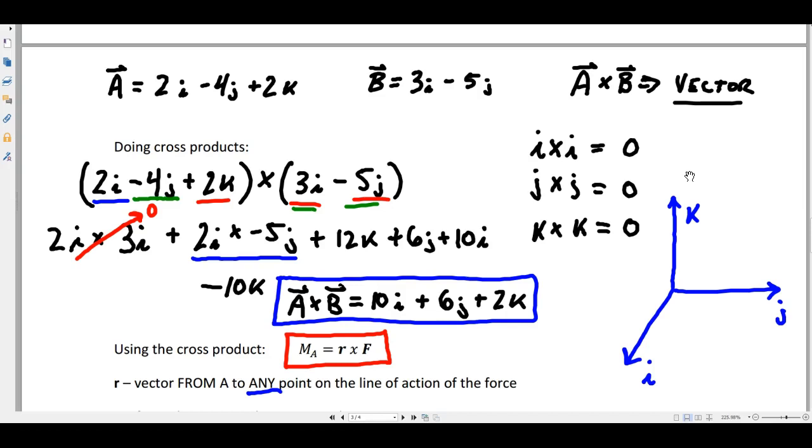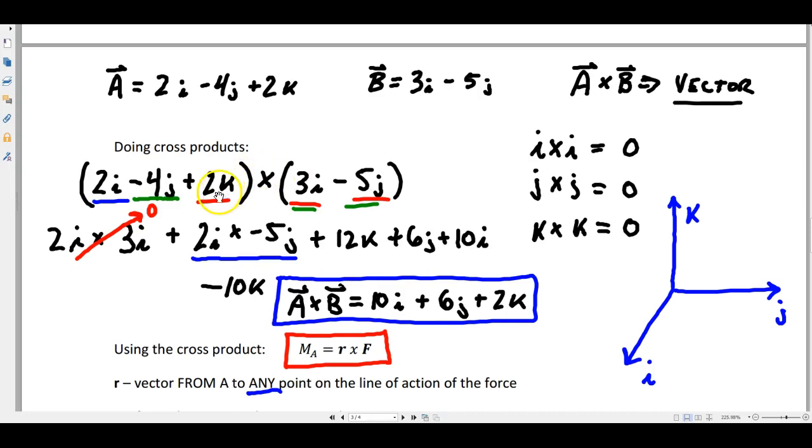Now I also have 2 times minus 5. So 2 times minus 5 is minus 10. So minus 10 times k would be the result. Now also you do minus 4j cross 3i, and you would do minus 4 times 3, which is minus 12. But then you do j cross i, and if you do j cross i, you're going to get negative k. So if you do the negative times the negative, you get 12k plus 12k. And then you keep going, you do minus 4j cross minus 5j, well that's going to be 0.